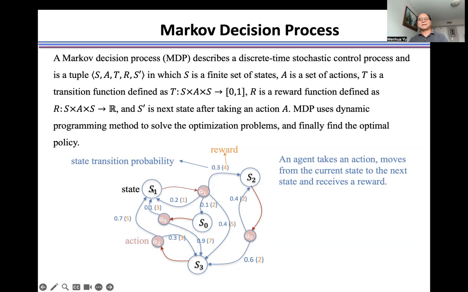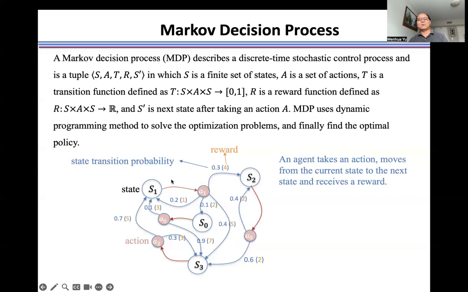Let's say we have states S0, S1, S2, S3. At each state, the agent may take different actions, A1, A0, A3, and so on. At each state, the agent takes an action, and the environment responds to the agent's action by giving a reward. And then the agent moves from his current state to the next state with a different probability. So different states with different probabilities.